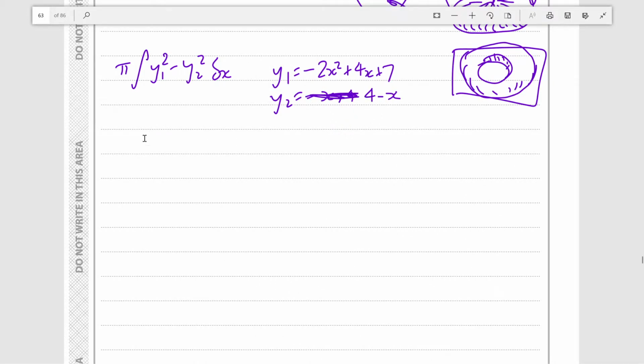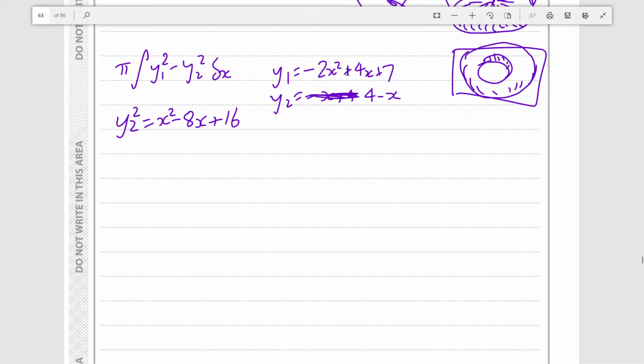Now, y2 squared is equal to, well, 4 minus x, so that would be minus x times minus x, positive x squared, minus x times 4 times 2 is minus 8x, and then positive 4 squared is just plus 16. So it's the binomial squaring, like a minus b squared is a squared minus 2ab plus b squared. Alright, so now we need to square this.